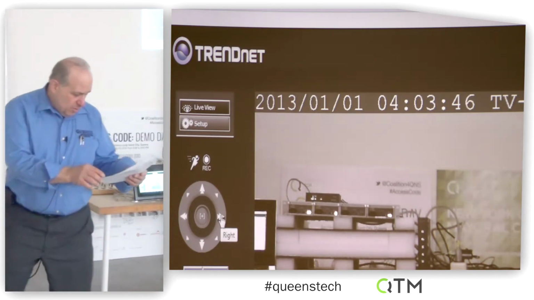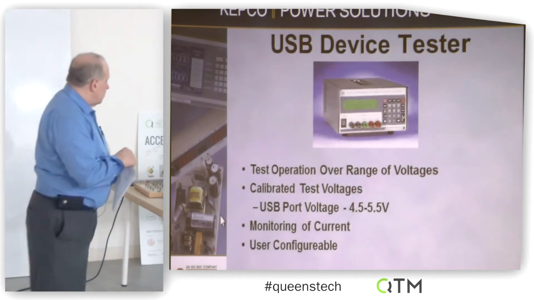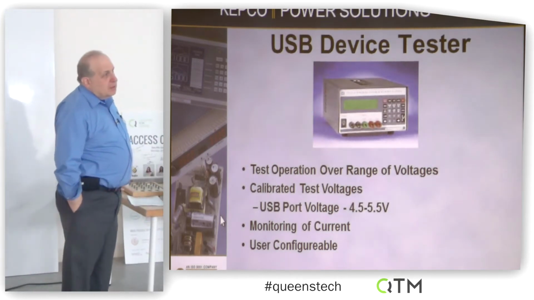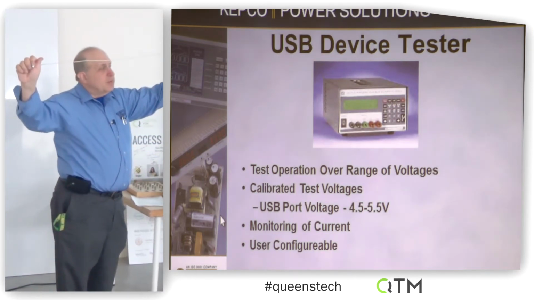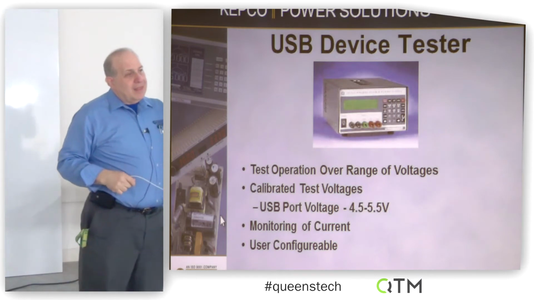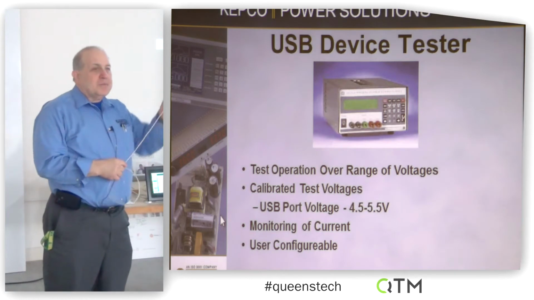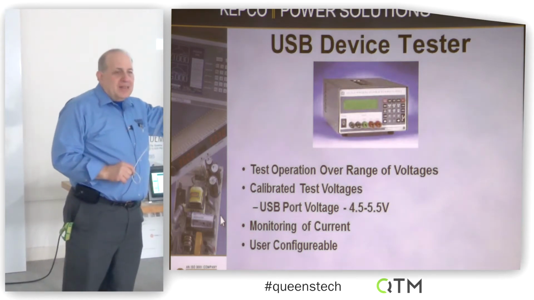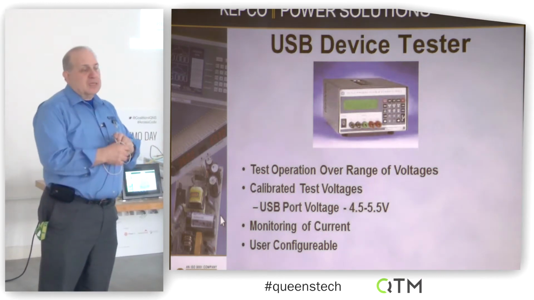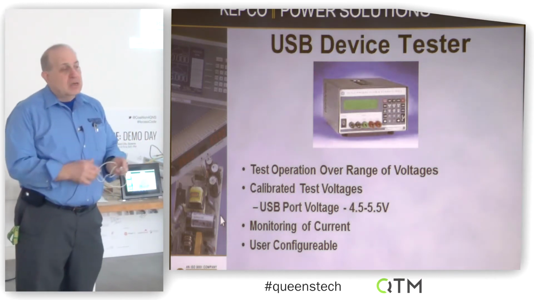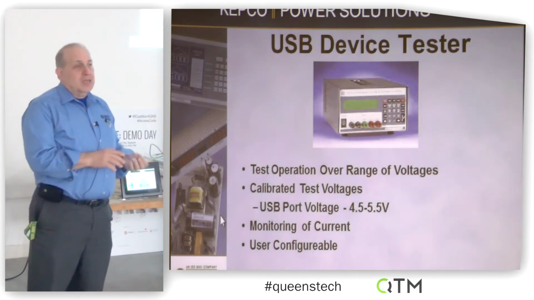Okay, so what we want to show you next is something everybody knows. What kind of cable is this? USB, that's right. You don't think about this, you just plug it in, right? Well, what's supposed to come over this, in addition to your data, is 5 volts DC, which is supposed to power your device, whether it's charging your iPhone or running some other USB device.